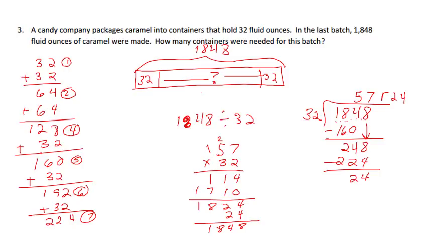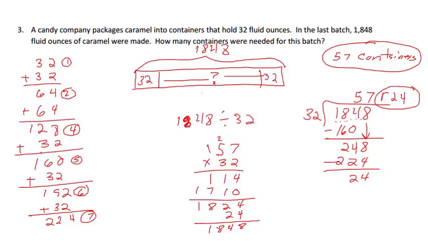Now the question goes about how many containers are needed for this batch. And it says caramel in the containers that hold 32 fluid ounces. So in order to hold 32 fluid ounces, they need 57 containers. Okay? Because they do not have enough fluid ounces here, 24, for another container. So 57 would be the correct answer.